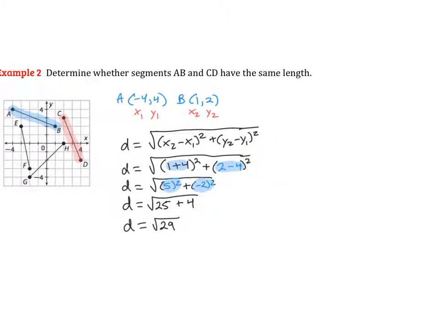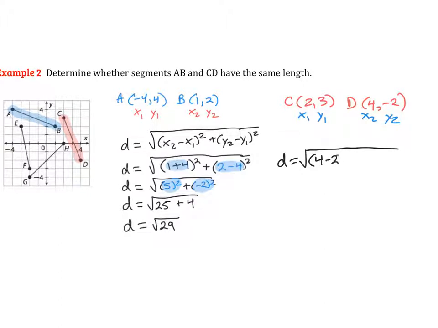So now we need to find the length of line segment CD to see if they match. So let's list the coordinates. I can see C is at 2, 3. And point D is at 4, -2. So again, let's label x1, y1, x2, y2, and we're going to substitute it into that same formula. So we have D equals the square root of x2 minus x1 squared plus y2 minus y1 squared.